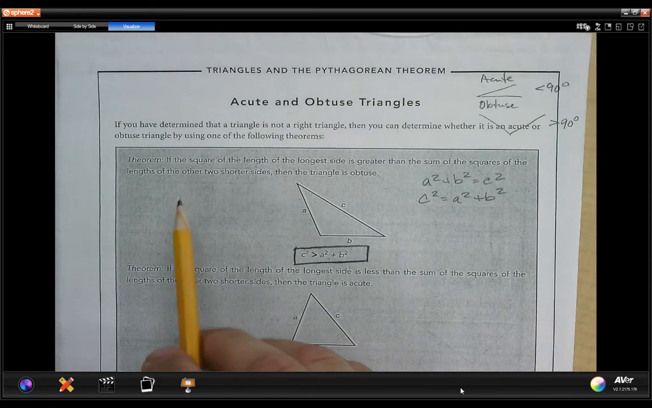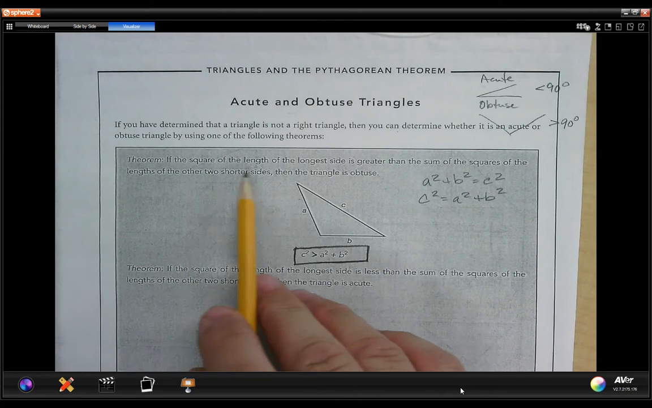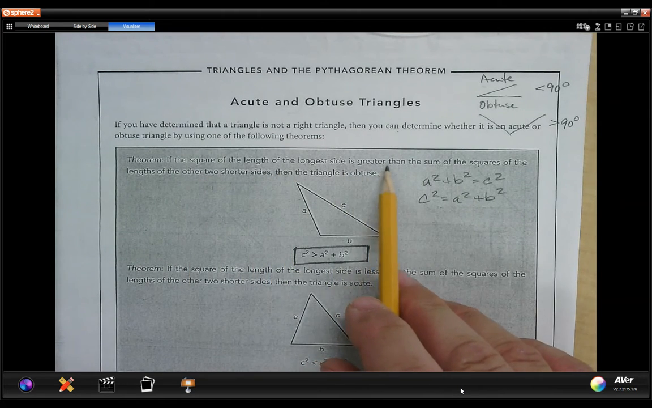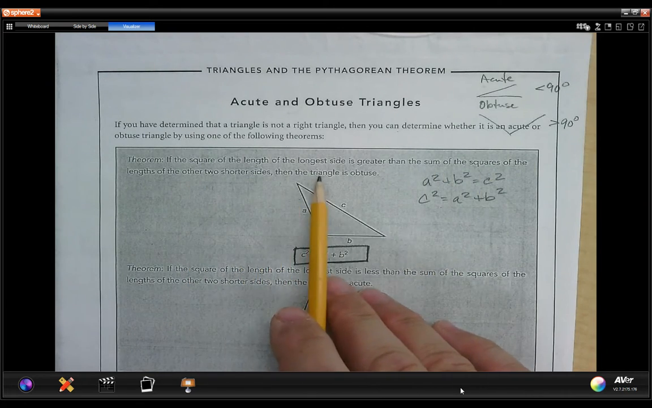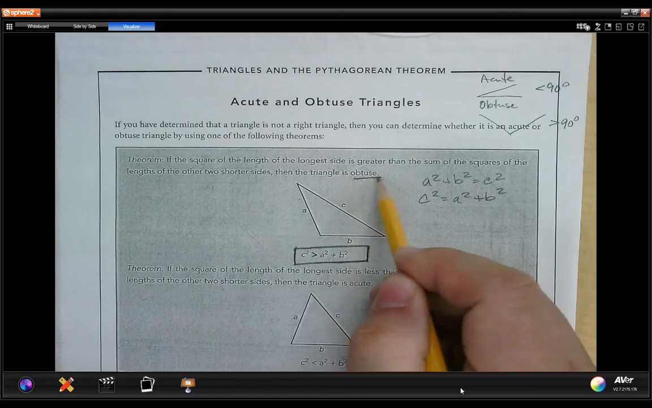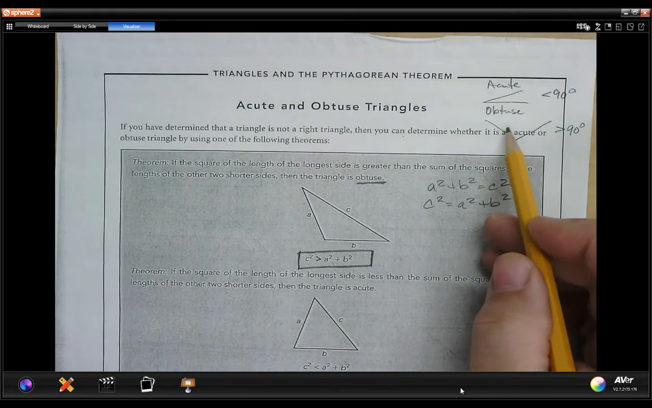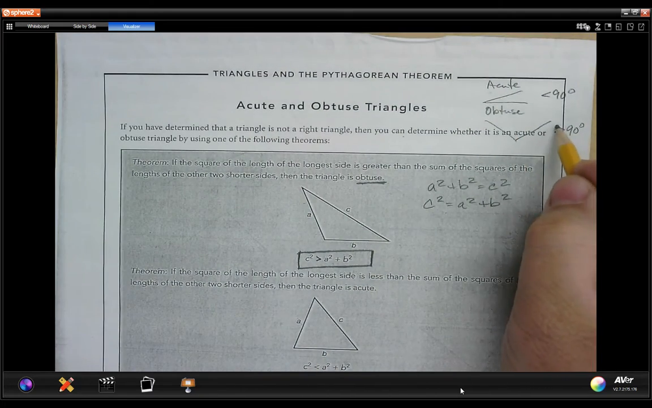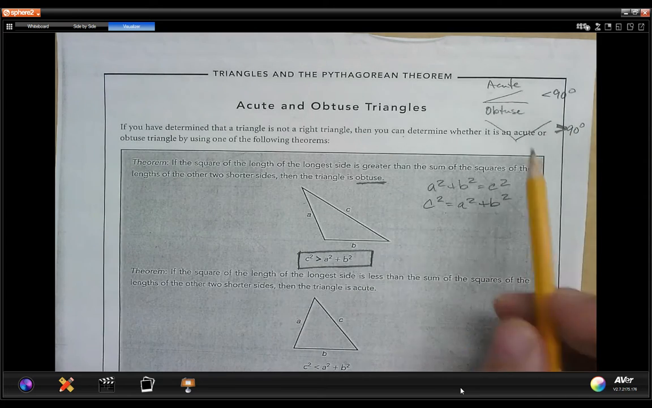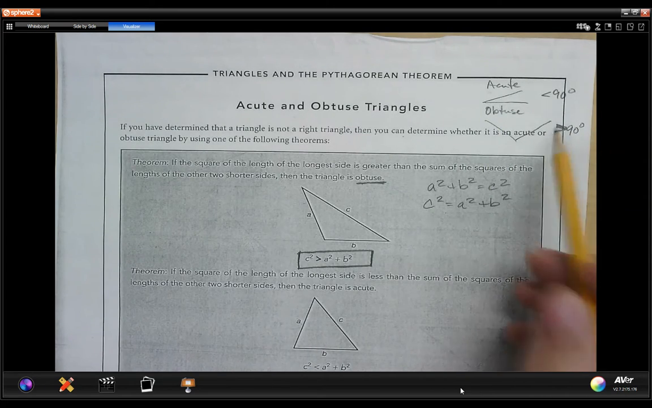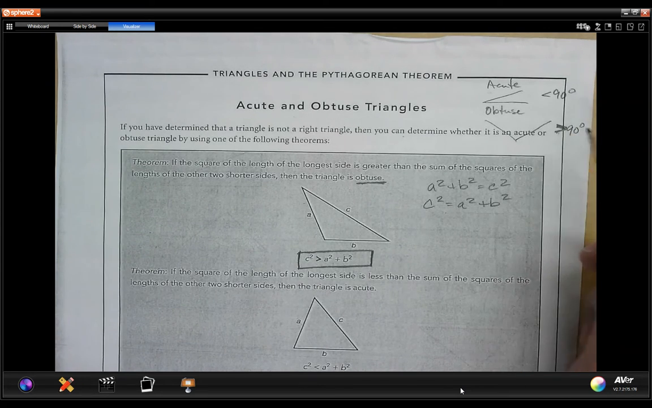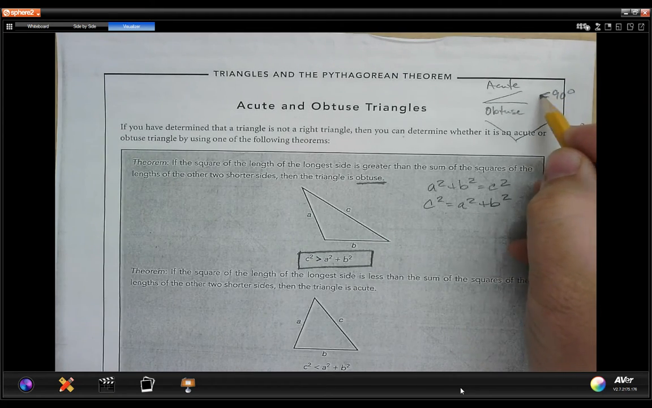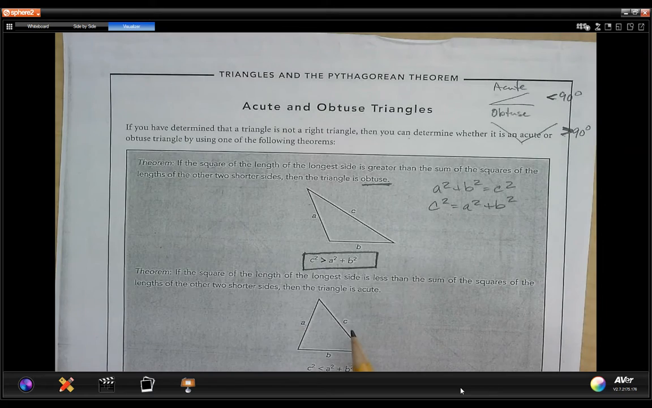And notice what our theorem says. It says if the square of the length of the longest side is greater than the sum of the squares of the lengths of the other two shorter sides, then the triangle is obtuse. So you notice again, obtuse, we said, is always greater than 90. So I want you to think about the fact that obtuse is greater than 90. We associate this symbol with being obtuse because it's greater than, and we associate this symbol with acute. And so that works here with this same scenario.